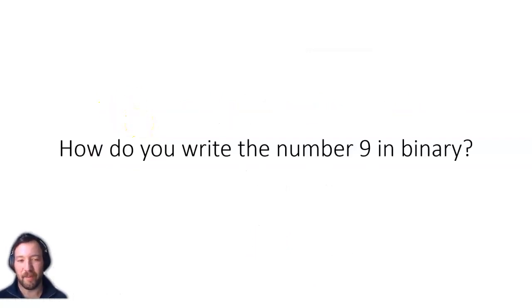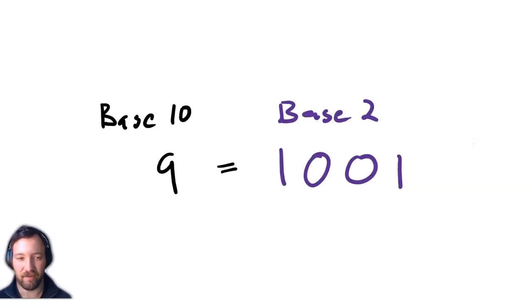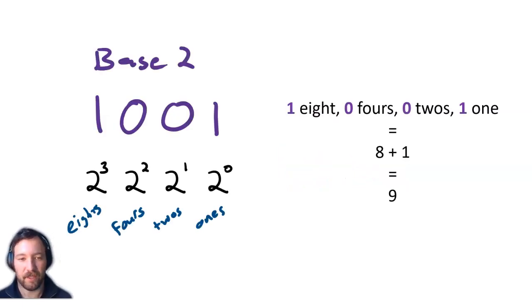All right, let's do a couple more examples. How do you write the number 9 in binary? So the decimal number 9, when you have 9 fingers, how do I write that in binary using 0's and 1's? Okay, well, I claim that 9 in base 10 is 1001 in base 2. Now would be a good place to pause the video to try to work this out on your own. Okay, but I'll go through it here together.